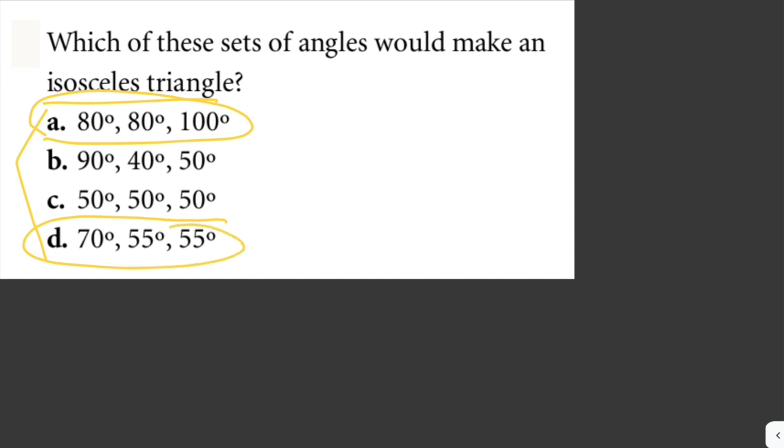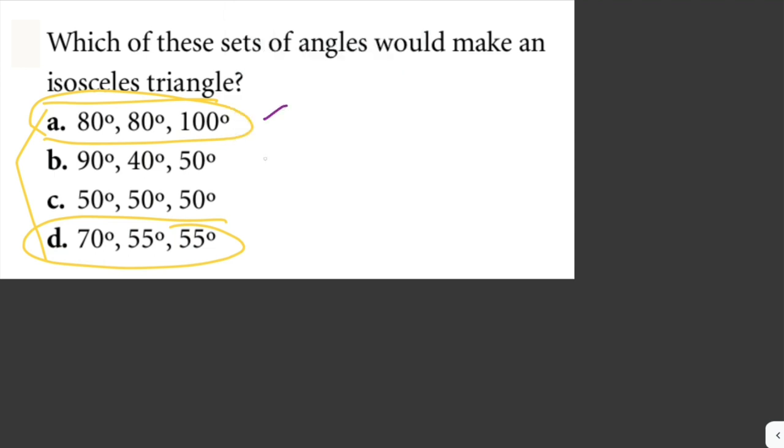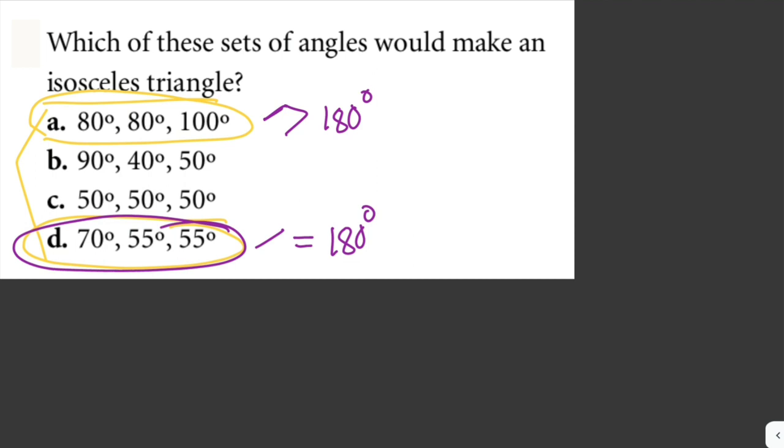And the measure of the angles in a triangle must equal 180. And among the choices A and D here, A is greater than 180 degrees, whereas letter D is just equal to 180 degrees. Therefore, the answer is letter D.